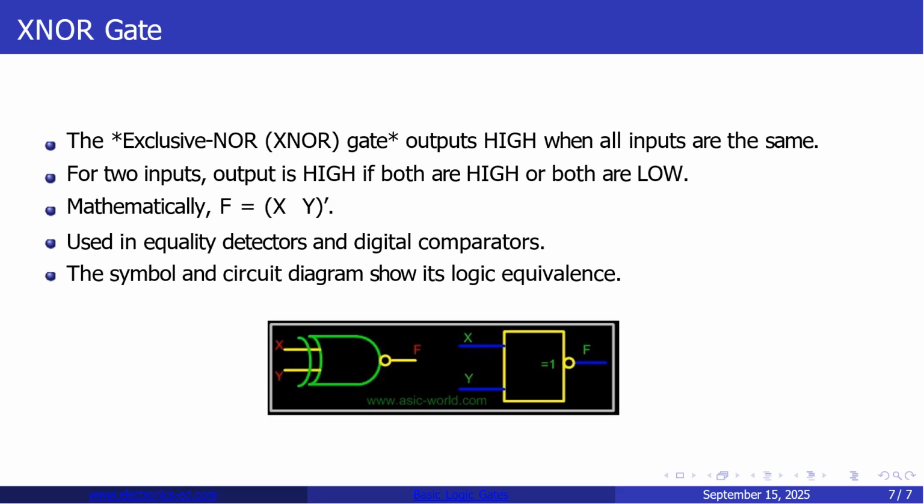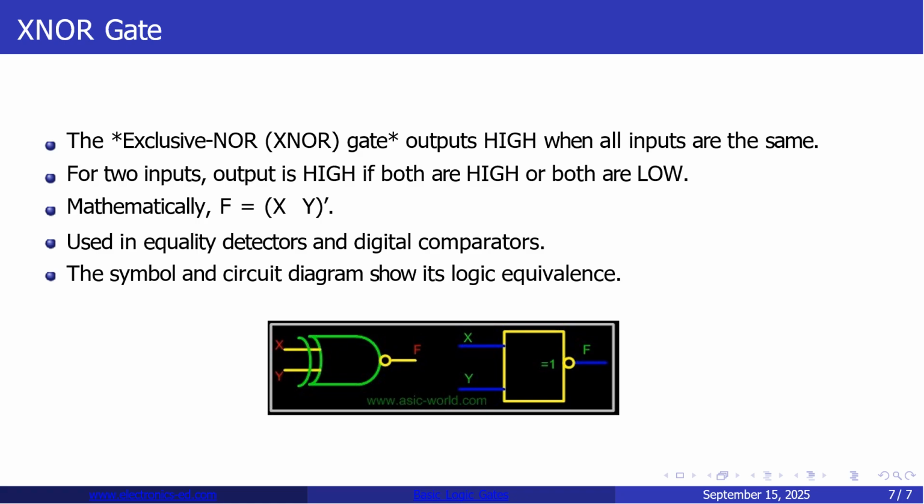The XNOR gate is like the sibling of the XOR. It's the equal or match gate. With two inputs, I get a high output only when both inputs are the same, both high or both low. If they're different, the output goes low. The mathematical symbol is just like XOR, but with a bar on top, meaning not XOR.